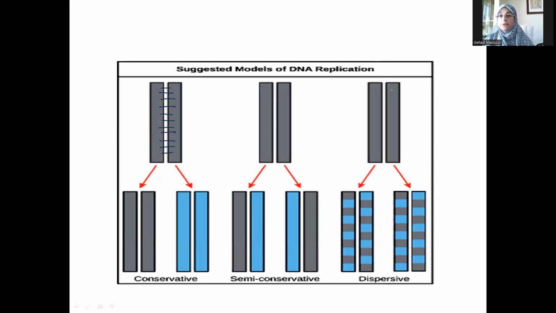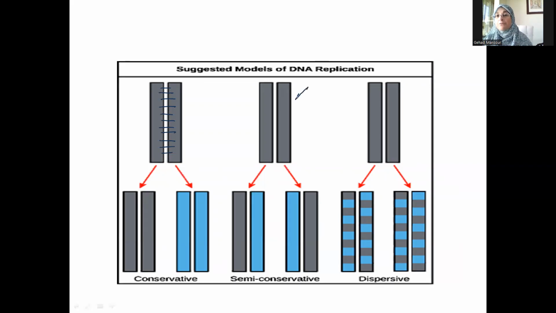In the dispersive method, it's exactly the opposite. The dispersive method says that we are going to fragment the DNA molecule into small fragments. In the dispersive method, you not only separate the two strands, but you break down into fragments, and actually at the end of the day, you have two molecules of DNA that are made of fragments of the original DNA and the new DNA.